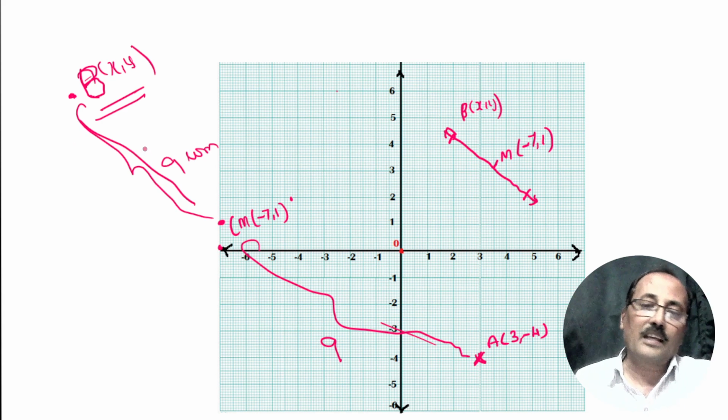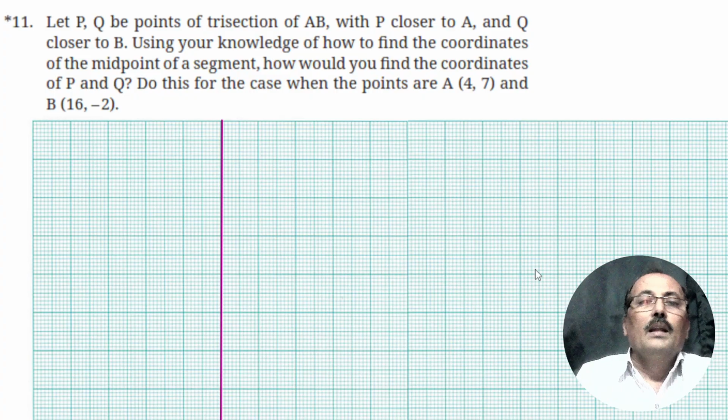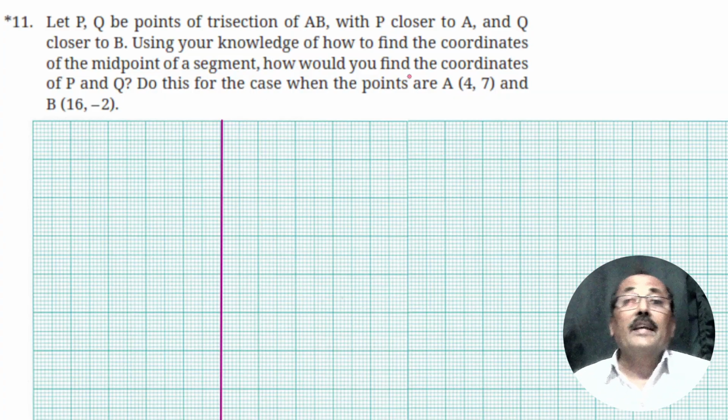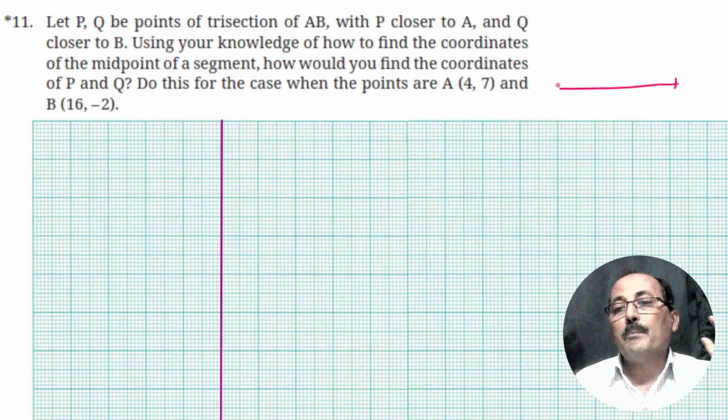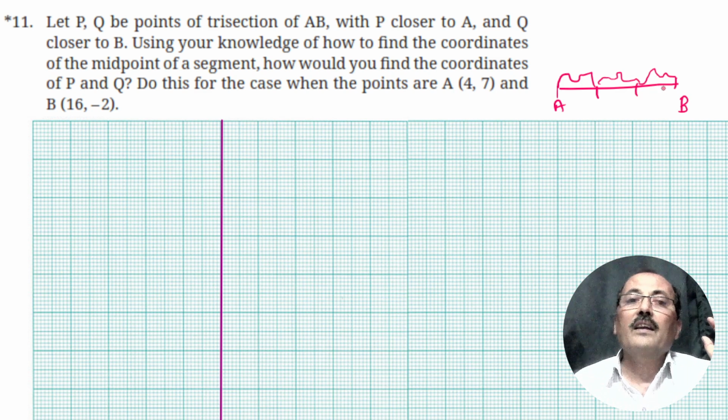That's what they're asking. Okay, let me go to the next question. Let P, Q be the points of trisection of AB. What is the meaning of trisection? Now this is AB. Trisection means there are 2 points, this is P and Q. This length, this length and this length are equal. All the 3 lengths are equal.